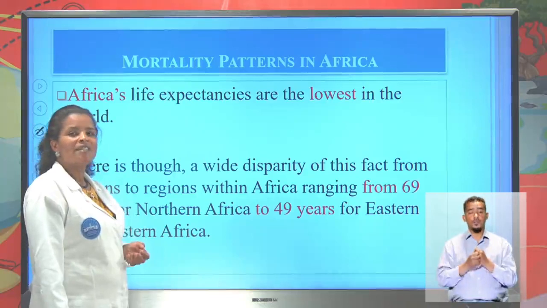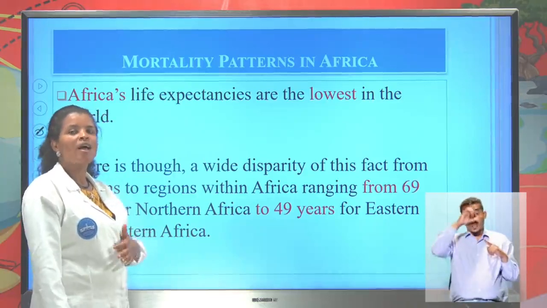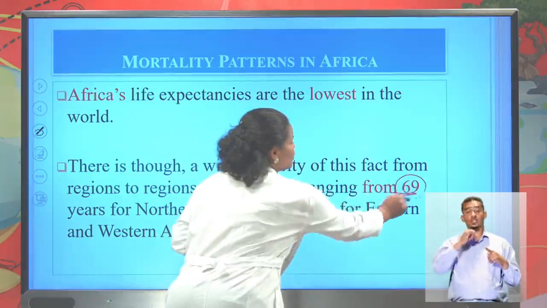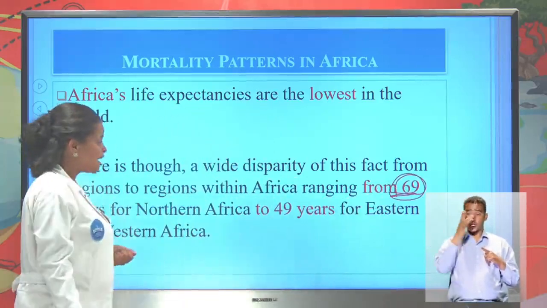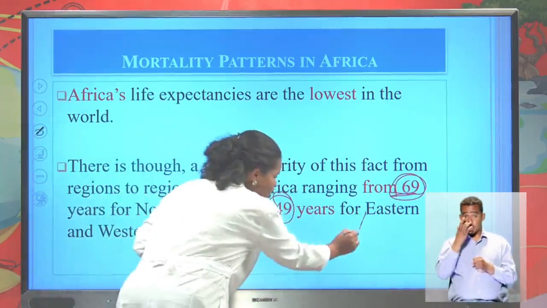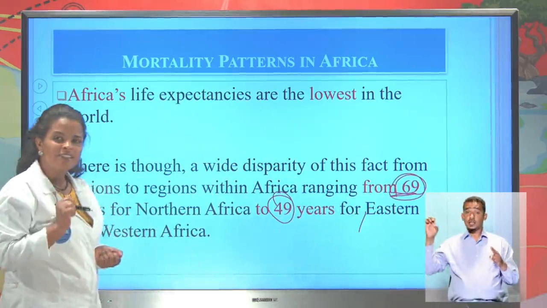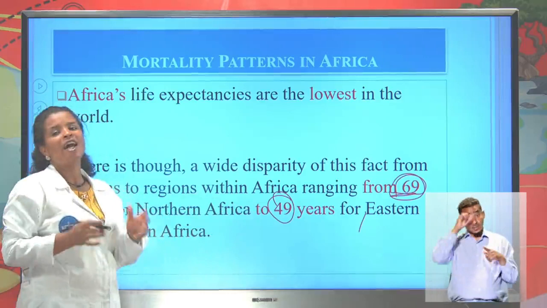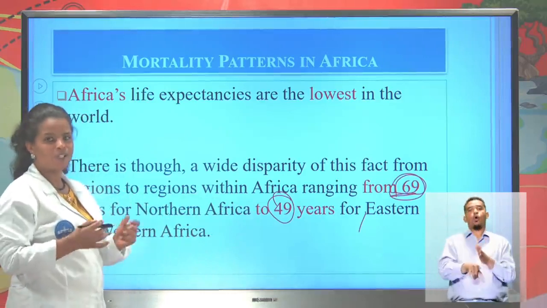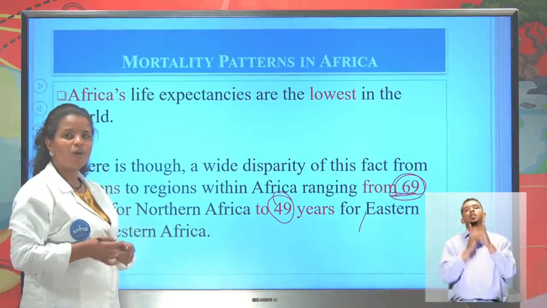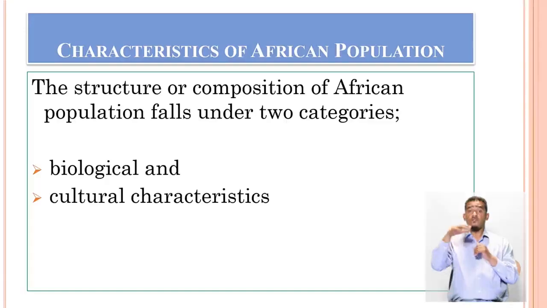So Africa's life expectancy is low in the world. For example, long life expectancy is found in North Africa, it is 69 years, and 49 years in Eastern Africa. But Eastern Africa is the most populous region, that is, the fertility rate is very high in Eastern Africa. But the life expectancy of Eastern Africa is very low. It is only 49 years. They are less developed countries. Ethiopia is also found in this region.